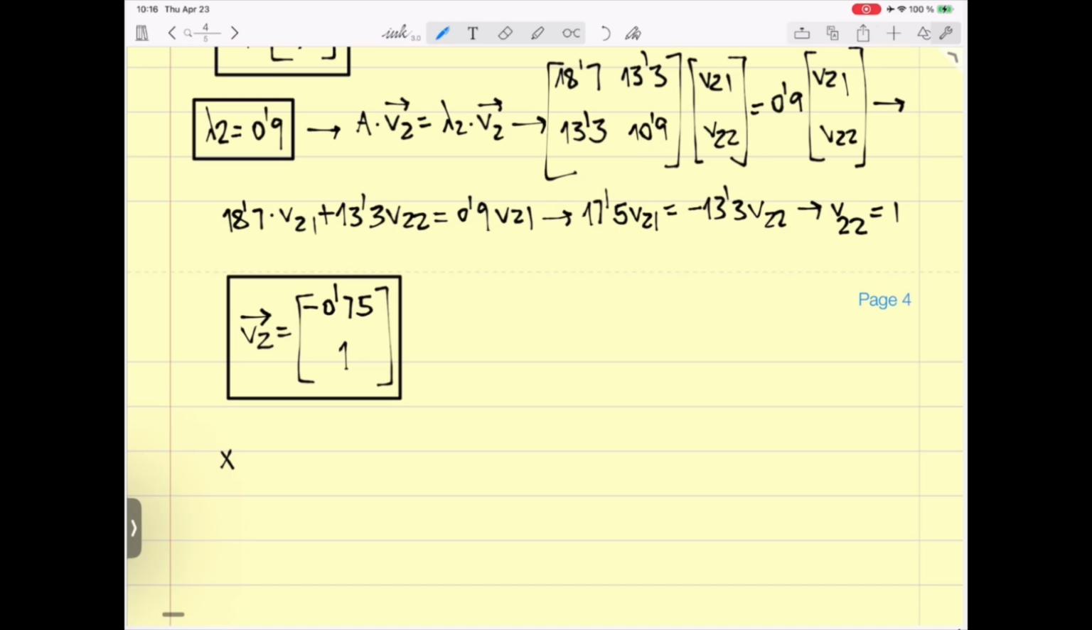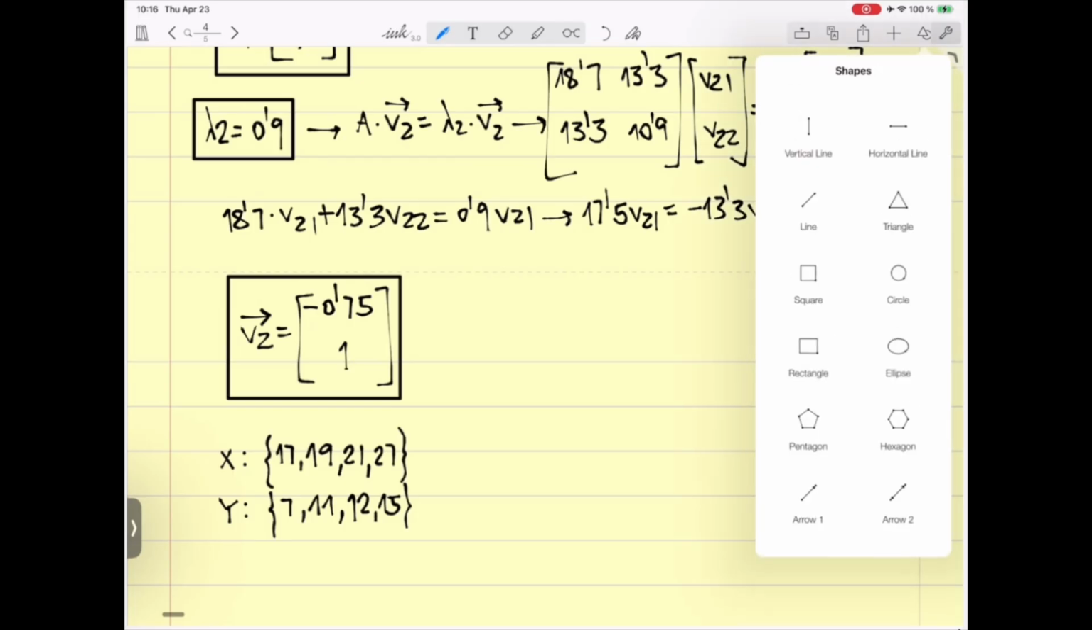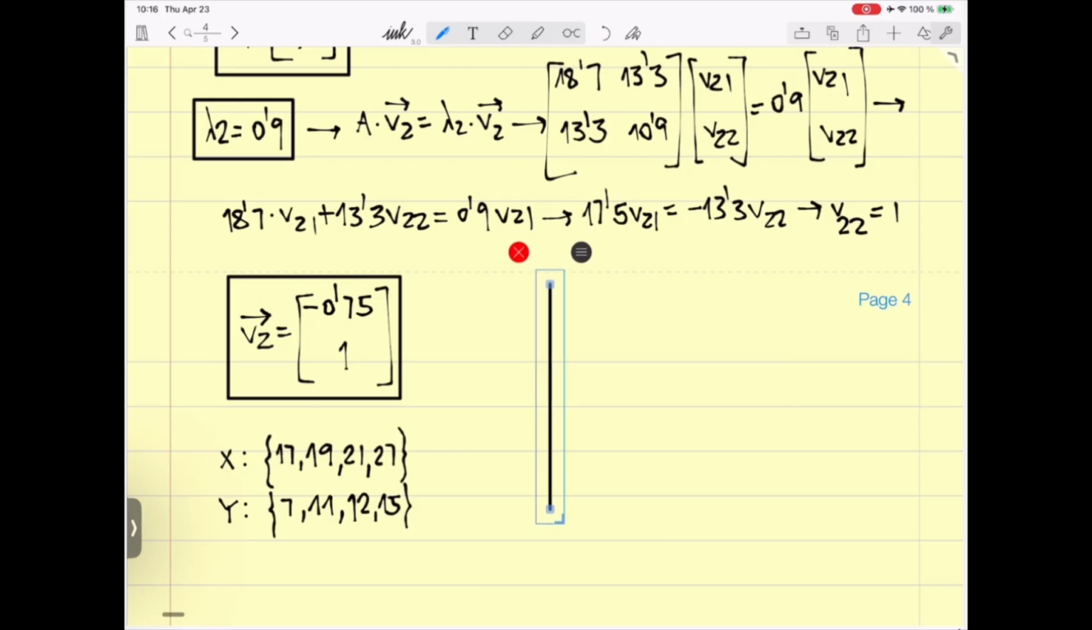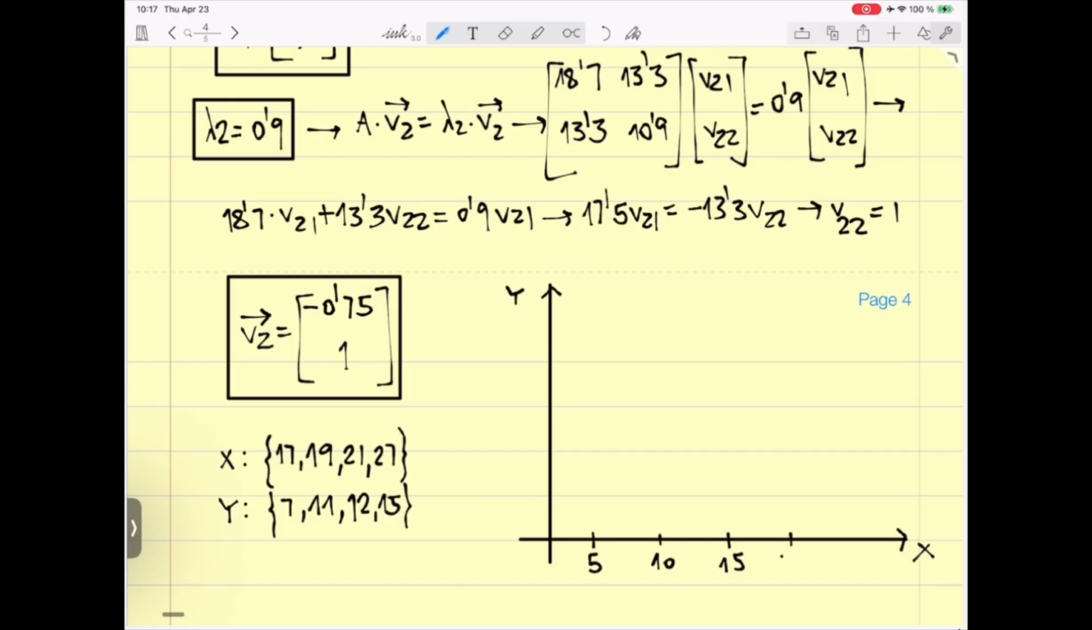Remember above we have two KPIs, one the lead time with numbers 17, 19, 21, and 27, and the cost with numbers 7, 11, 12, and 15. Let's paint this on a rough scale to understand what we are doing. So if this is x and this is epsilon, okay? The first point is, let's say this is 5, 10, 15, 20, 25, 30, okay? And this again 5, 10, 15, and so on.